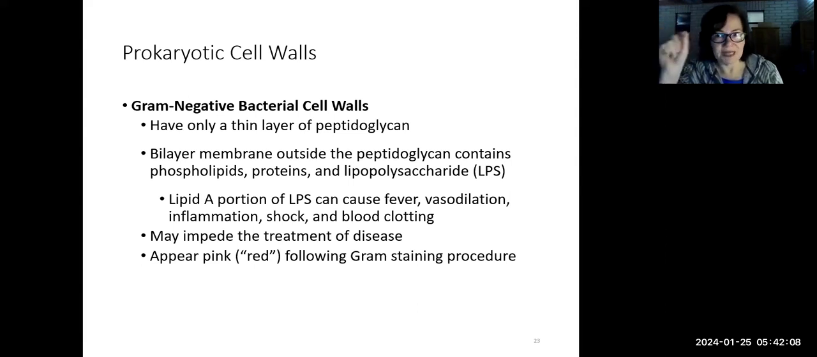Why I'm going to ask you to do this is because it'll make it easier to remember which one's which. Purple, P, gram-positive; red, pale red, but red, negative. Like when somebody's in debt, you're in the red. So gram-negative, those are the red ones following the gram staining procedure.